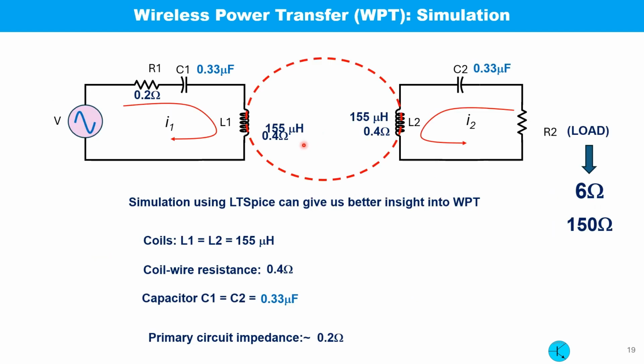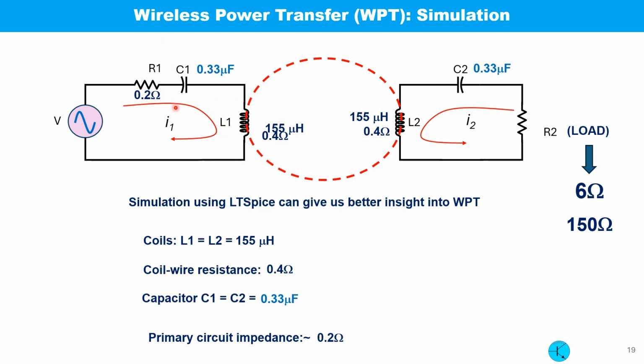We can also explain wireless power transfer under various situations using simulation. For simulation, I am using LT Spice. As it is free, anybody can download it to use. So for the primary circuit, I measured the coil resistance, which is 0.4 ohm, and its inductance is 155 microhenry.